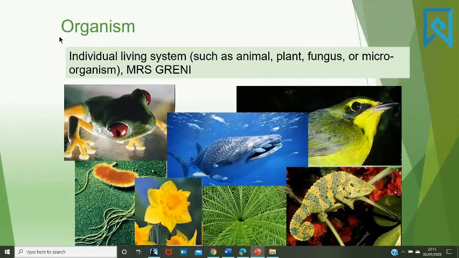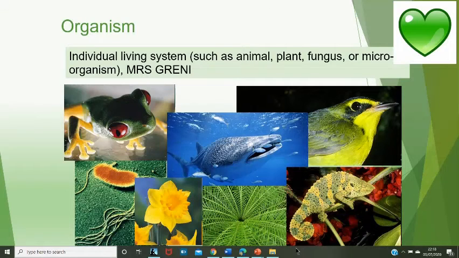Okay, and this forms an organism, which is an individual living system such as an animal, plant, fungus, or microorganism. So organisms have to have the characteristics of life that we looked at in my first biology video. So we have some examples: whales, frogs, plants, bacteria, etc.